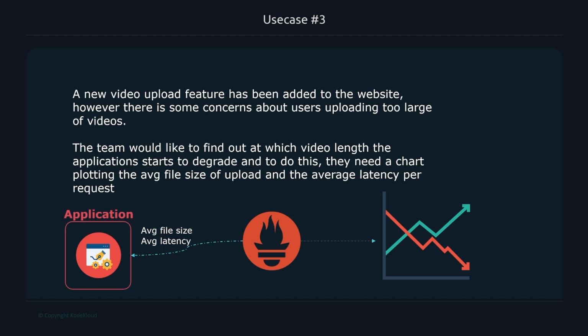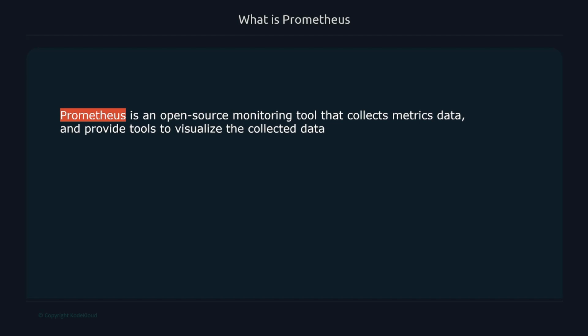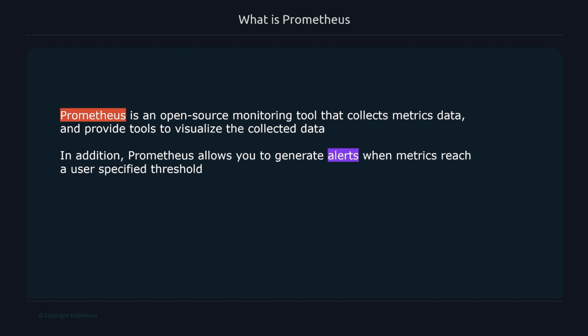Okay, so in this video, we're going to talk about the basics of Prometheus. So what is Prometheus? Well, Prometheus is an open source monitoring tool that collects metrics data and provides tools to visualize that collected data. In addition to that, Prometheus has built-in alerting functionality so that we can put in rules that say that when certain metrics cross a specific threshold, we can generate an alert and notify our team.